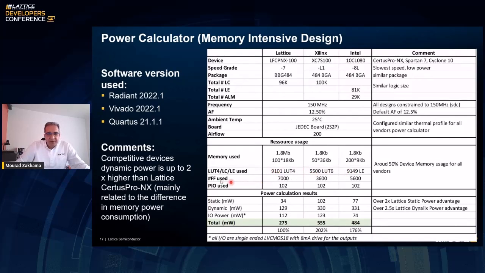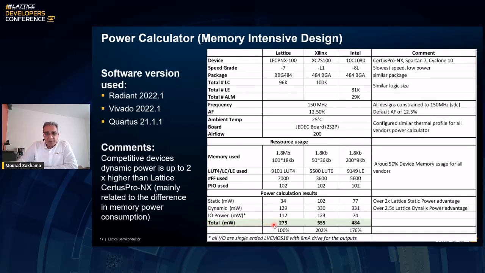In terms of flip-flops, the number for each one of the implementations, and the number of IOs, is the same. So the end result is that we have much lower static power from Lattice with 34 milliwatt of static power, versus 177 from the other two. Dynamic power is also much lower for the memory than the other two implementations. And for IO power, similar, with probably this small variation.